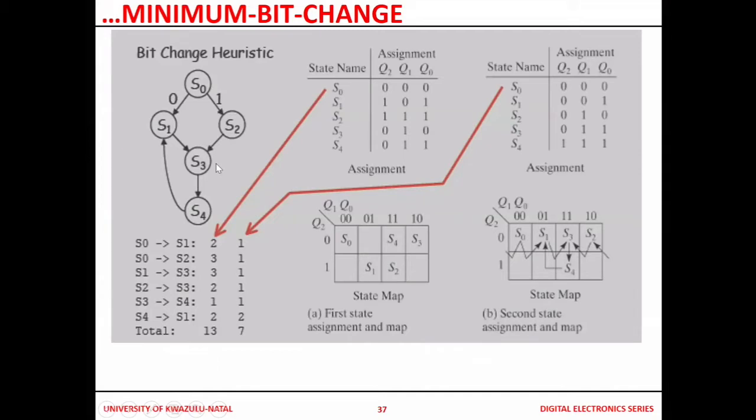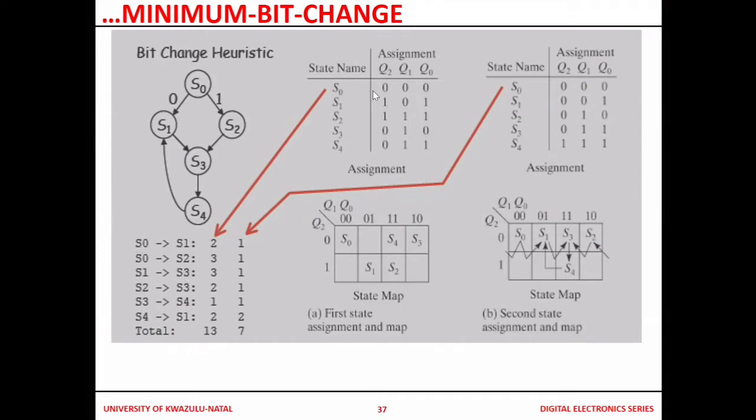Here is your machine: S0, S2, S1, S3, S4. Assuming you assign this, S0 is 00, S1 is 101, S2 is that, S3 is that, S4 is that. Another person says S0 is 00, S1 is 001, S2, S3, S4. And then we look at the bit changes. The machine from S0 goes to S1, S2, S1, S3, S1, S3, S2, S3, S3, S4, and then S4, S1. So those are the transitions.